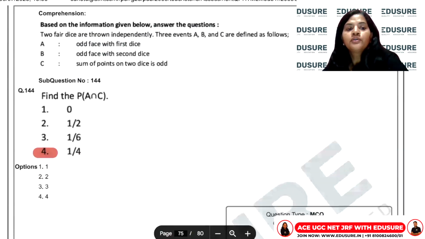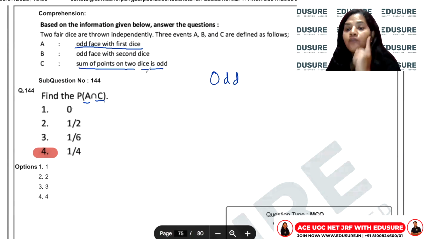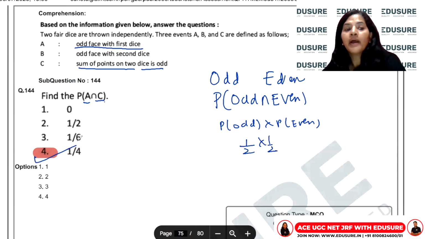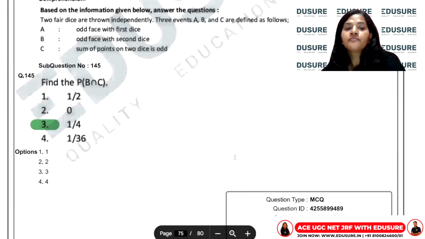Next question. Again, you have to find out probability of A intersection C. A intersection means I have odd face with the first die, so odd, and sum of the points on two dice is odd. Now, if on the first die you are getting an odd number, second die you should get even. That is why the sum will be odd. So therefore, you should be having probability of odd intersection even, which is probability of odd into probability of even, which is half into half, which is 1 by 4. Quite simple. You just have to read the question and analyze the question very carefully.